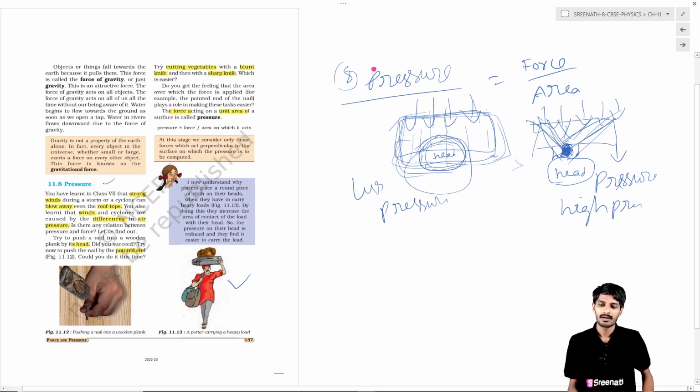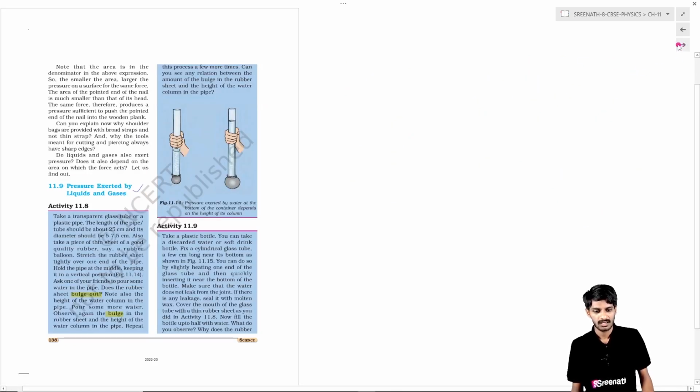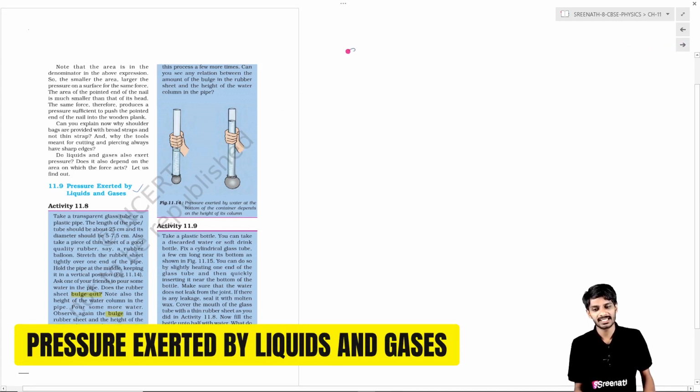If you have more area, pressure is less. If you have less area, pressure is more. Here more area, so pressure is less. Here less area, so pressure is high. So pressure is nothing but force per unit area. Until now we have studied about force. If you apply force at a specific point, then pressure will be high. If you apply force over a large area, pressure will be low. Okay, and the units of pressure, we will study about the units also. That is called pressure. Now we will study the ninth topic, pressure exerted by liquids and gases.